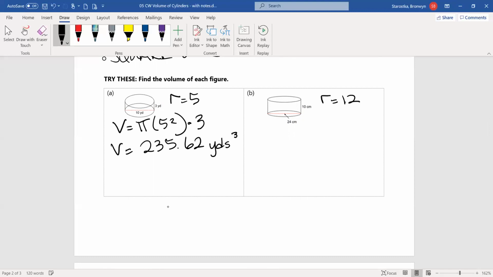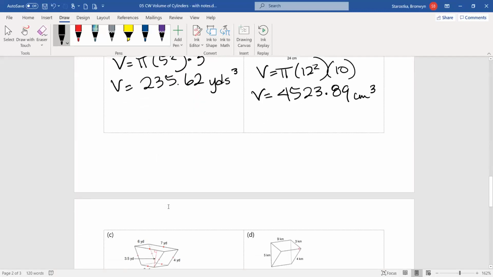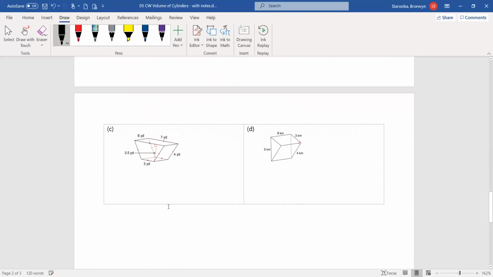Over here, radius is 12, volume equals pi 12 squared times a height of 10. Well, 12 times 12, 144 times 10, 1,440. So 1,440 pi, or you can plug it in the calculator, and your volume is 4,523.89 centimeters cubed.